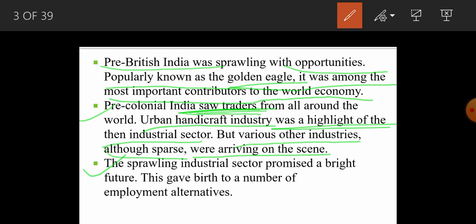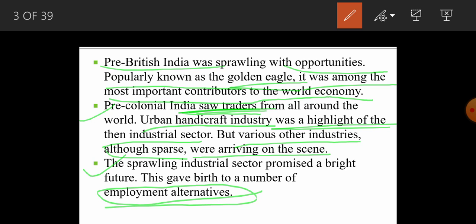The last point says the sprawling industrial sector produced a bright future. These new buds of opportunities and industries were projecting a bright future for the country. This gave birth to a number of employment alternatives. So at that time, the alternatives available in the country in terms of employment generation were at large.